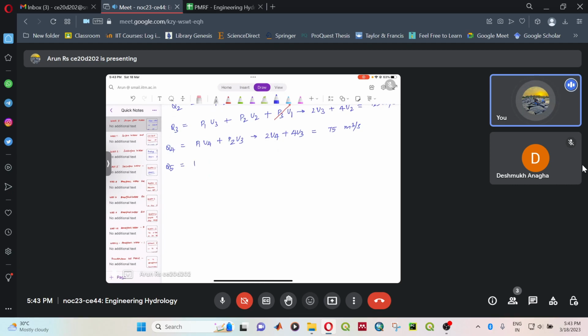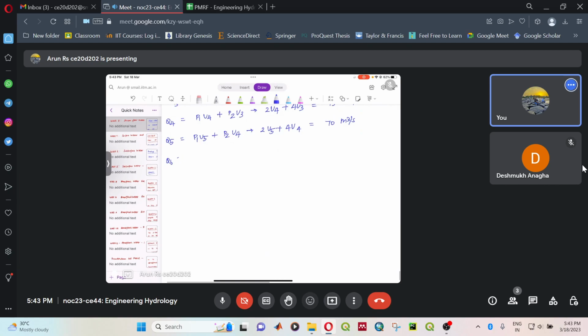Similarly, Q5 will be P1 U5 plus P2 U4. This will be 2 U5 plus 4 U4. That will be 70 meter cube per second. Then P1 U6 plus P2 U5. This will be 2 times U6 plus 4 times U5. It will be 50 meter cube per second.